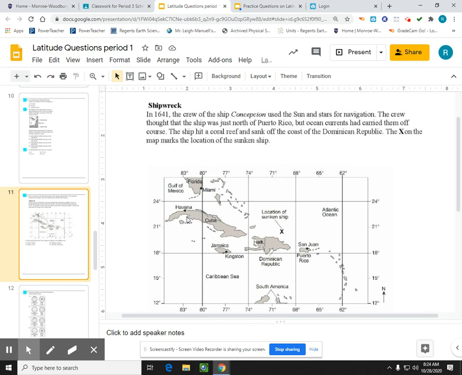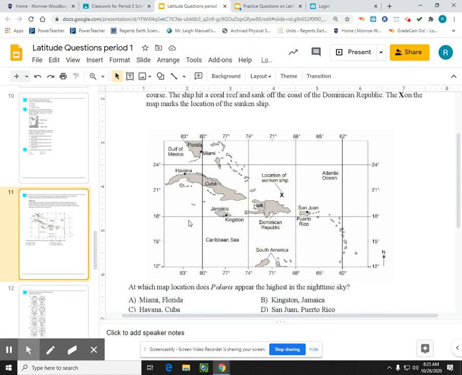In 1641, the crew of the ship Concepcion used the sun and stars for navigation. The crew thought that the ship was just north of Puerto Rico, but ocean currents had carried them off course. The ship hit a coral reef and sank off the coast of the Dominican Republic. The X on the map marks the location of the sunken ship.